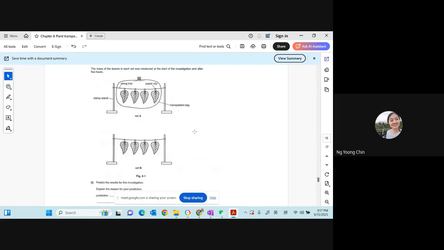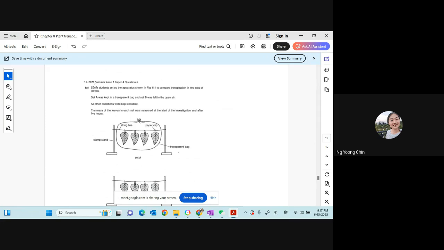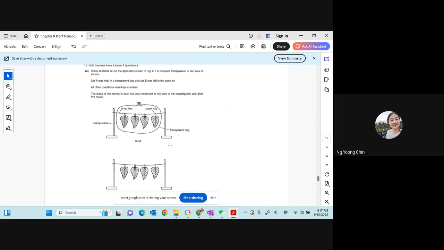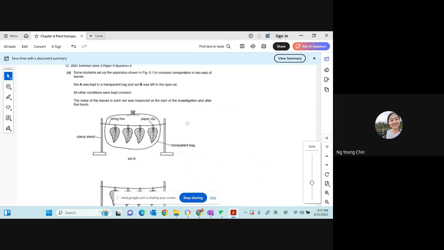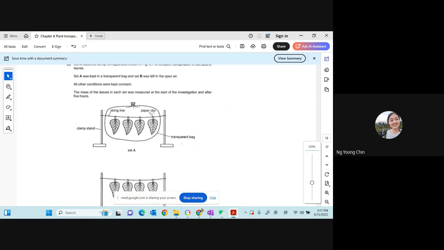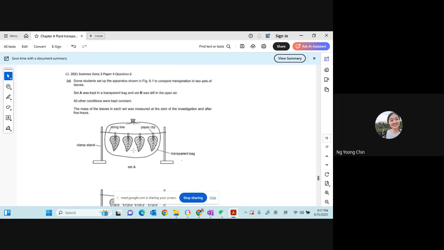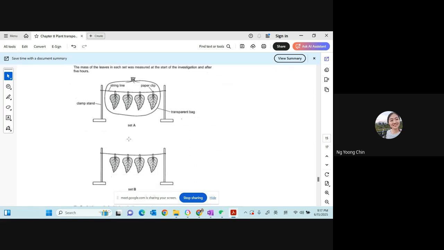Okay, and then for this one, this is 2021. So they give you the conditions with set A and set B. You can see that in set A, they cover the leaf with a plastic bag, a transparent bag. Then tell me, Ethan Suyang, which set has the higher transpiration rate? You think it's set A or set B?